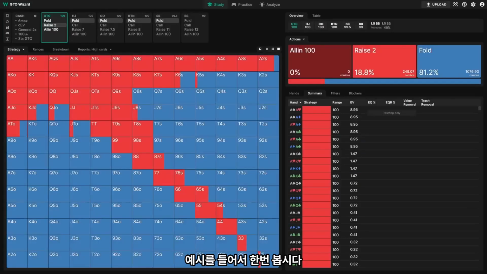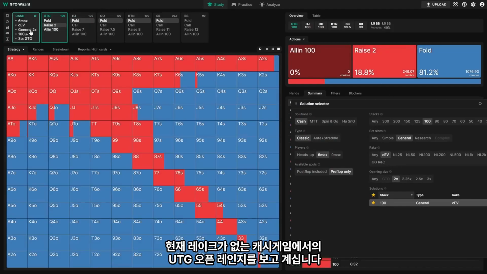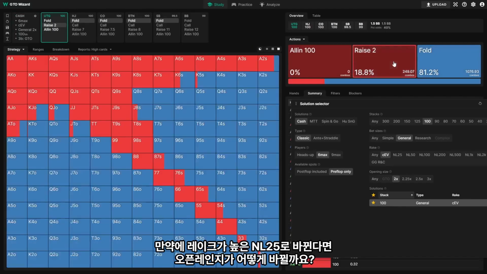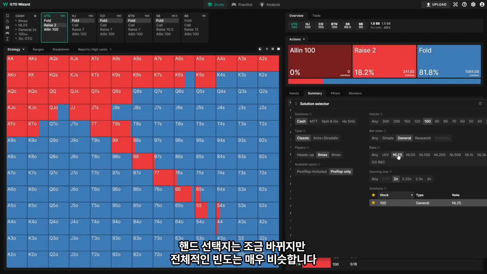Let me show you an example. I'm going to select these pre-flop solutions again, and we're going to use a 2x opening size and select chip EV, CEV. So this means, again, rakeless. Here we're looking at under the gun's opening strategy in a rakeless cash game, and we can see that they open about 18.8% of hands. How would their opening strategy change at 25 NL, where there's a lot of rake? 18.2%. And we can see there's really not a big difference between these two strategies. The hand selection changes a bit, but the overall frequency is very similar.